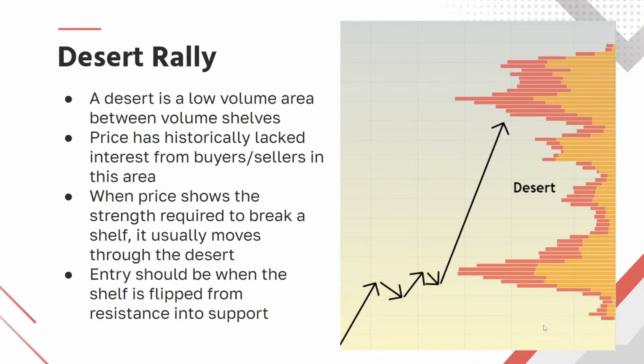My favorite entry in this situation is when a shelf is flipped into support after it's been resistance. So in this example, it was resistance early. We got this small rejection. We break through, and then if we're able to turn that shelf into support, so we come back down, we test it slightly, usually that means we're about to slam through this desert. So once we flip that shelf, that's when I like to enter.